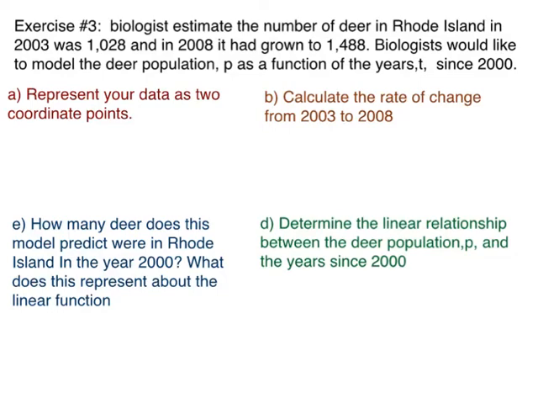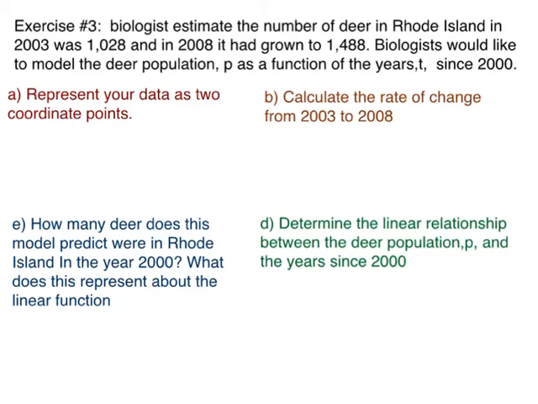Exercise 3. Biologists estimate the number of deer in Rhode Island in 2003 was 1,028. And in 2008, it had grown to 1,488. Biologists would like to model the deer population P as a function of the years T since 2000.